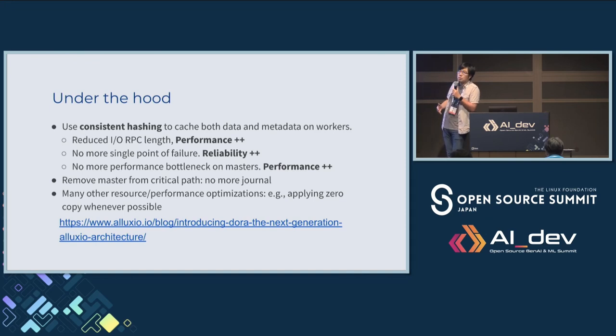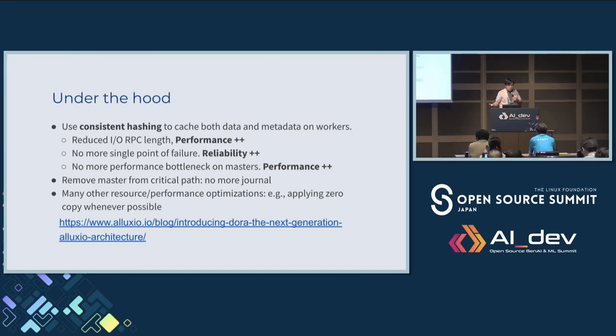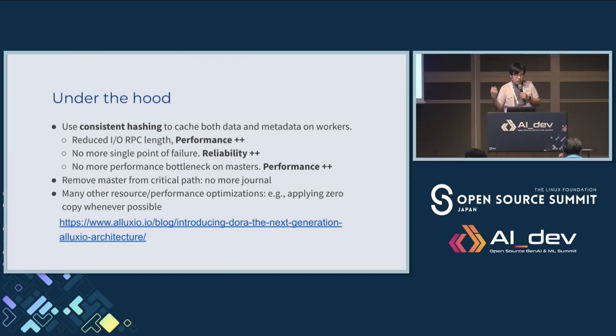Under the hood, as mentioned, we use consistent hashing, so we're able to achieve much better performance because we reduce the I/O RPC lengths, and there's no more single point of failure, which gets us much better reliability. There's no more performance bottleneck on the master, so we get better performance. We removed the master from critical paths, so there's no more journal, and that creates much better reliability. And there are many more performance optimizations. If you're interested, we have a technical blog on this.